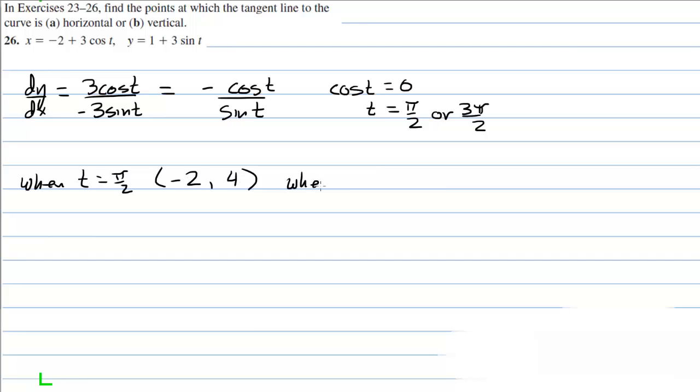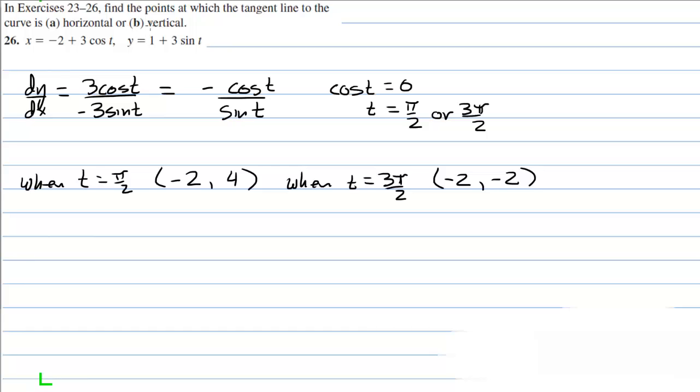And when t equals 3 pi over 2, let's see what point we have. If you plug 3 pi over 2 in for the cosine, we get 0, so we get negative 2, comma. Plug 3 pi over 2 in for sine, that's negative 1. So 1 minus 3 is negative 2.